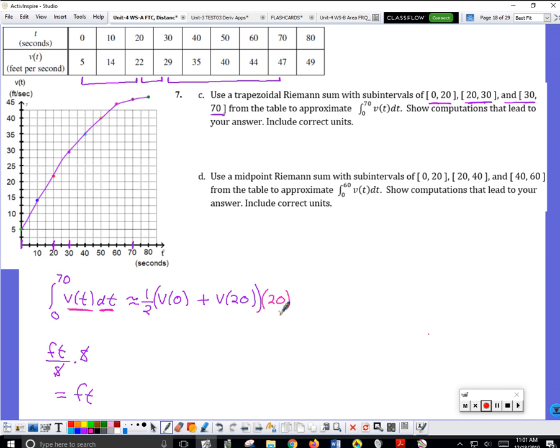Then we just repeat for the other subintervals. So 1/2 of V of 20 plus V of 30. Any questions to there? So that's how we calculate the velocity for that subinterval. What's the dt for that subinterval, Allie? 10. How many agree? And then we finish with the last subinterval.